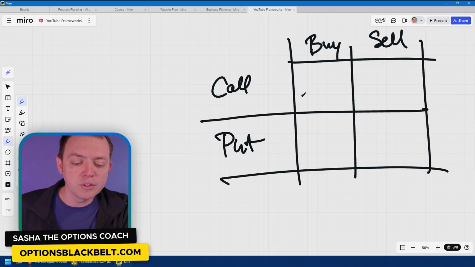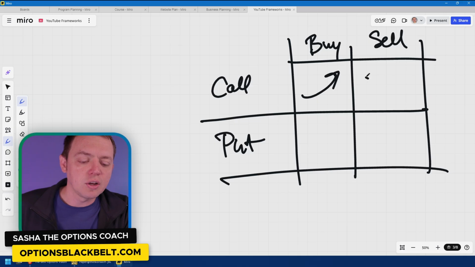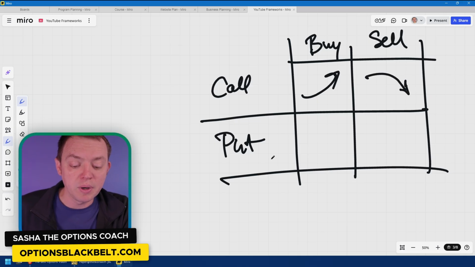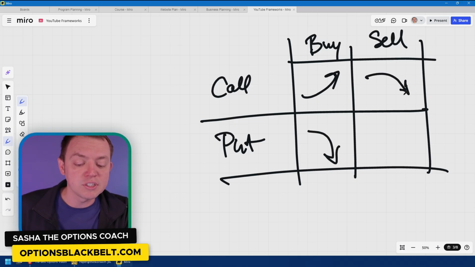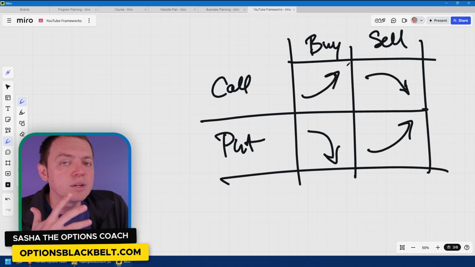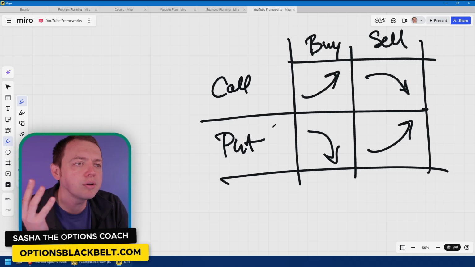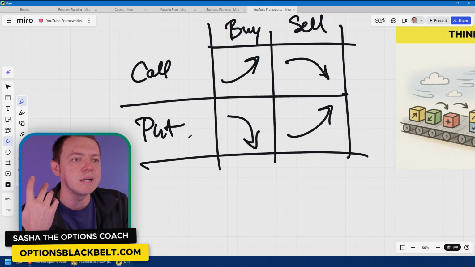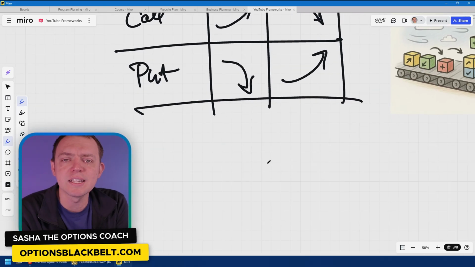So if you buy a call, you're looking for things to go up. If you sell a call, you're typically looking for it to go down. If you buy a put, you're looking for it to go down. And if you sell a put, you're looking for things to go up. Okay, now, what is it that happens when you're building a strategy? Well, what does a vertical stem from? Well, a vertical stems from buying and selling a combination of these.